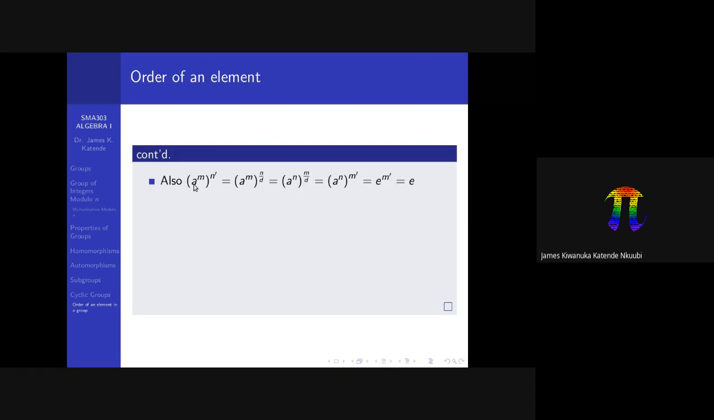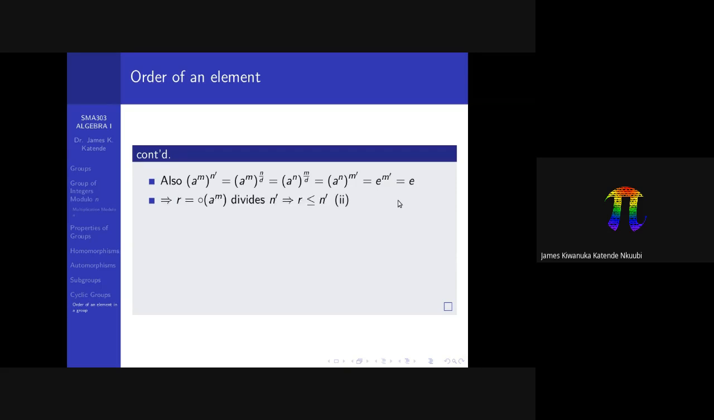If you have A raised to M, then A^M raised to N prime will be equal to A^M raised to N over D, remember, that's how we defined N prime. So I can rearrange this power so that I have A raised to N, then M over D. But I know the order of A is equal to N, so A raised to N should give me the identity element. So this is just the identity element raised to M prime, which is equal to the identity element.